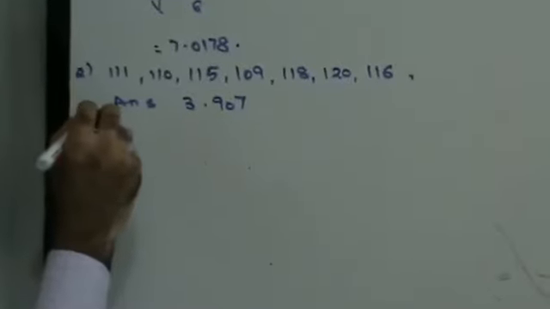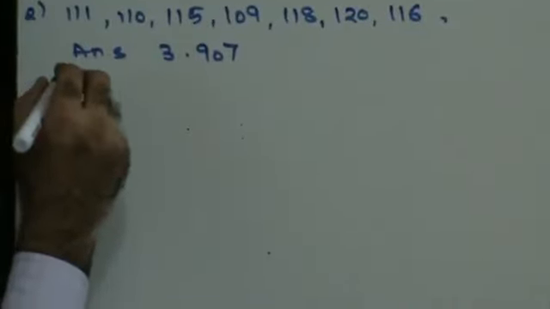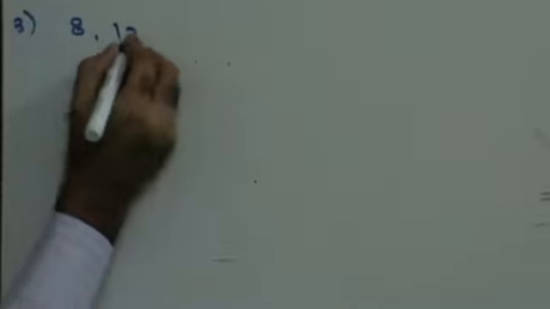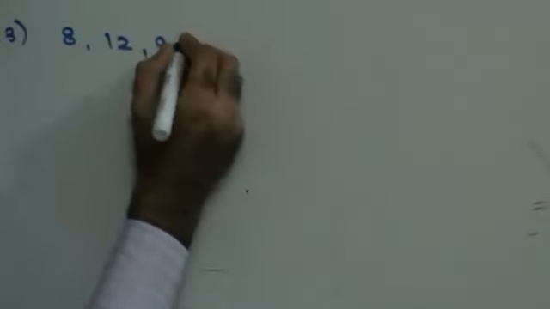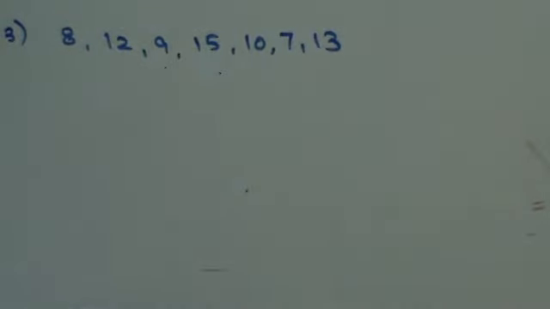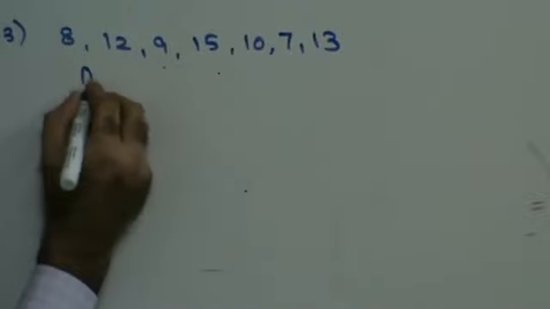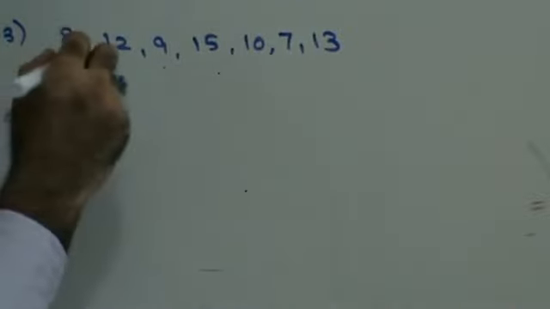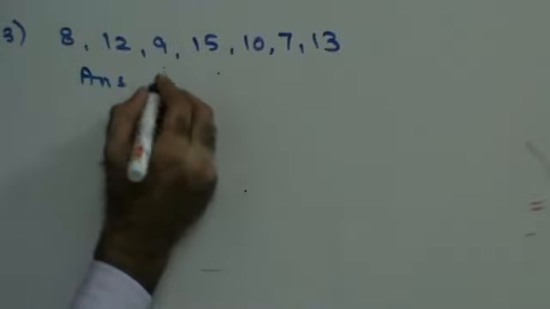Find standard deviation for the following data: 8, 12, 9, 15, 10, 7, 13. Same way as I've done the previous sum, and you should get the answer for this as 2.665.